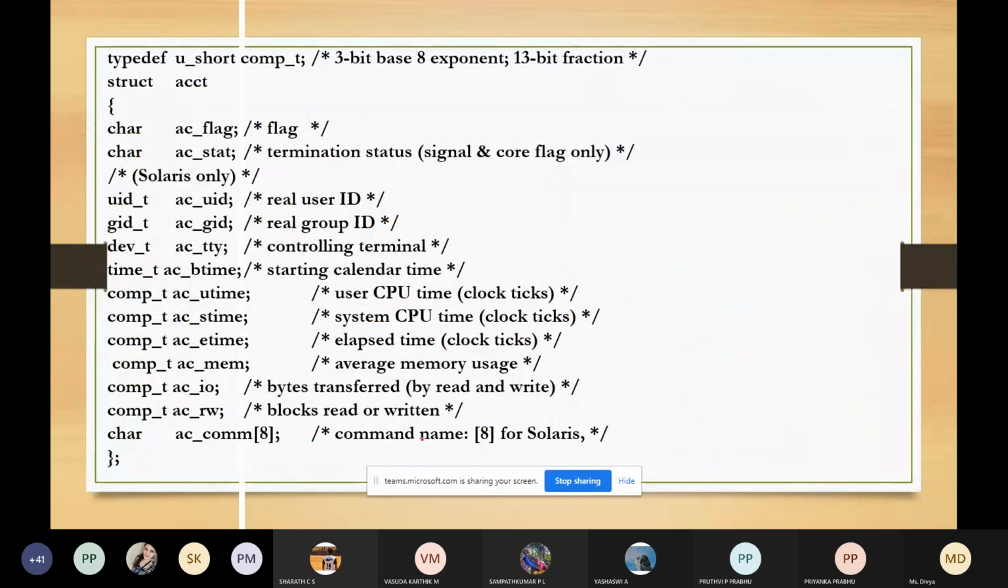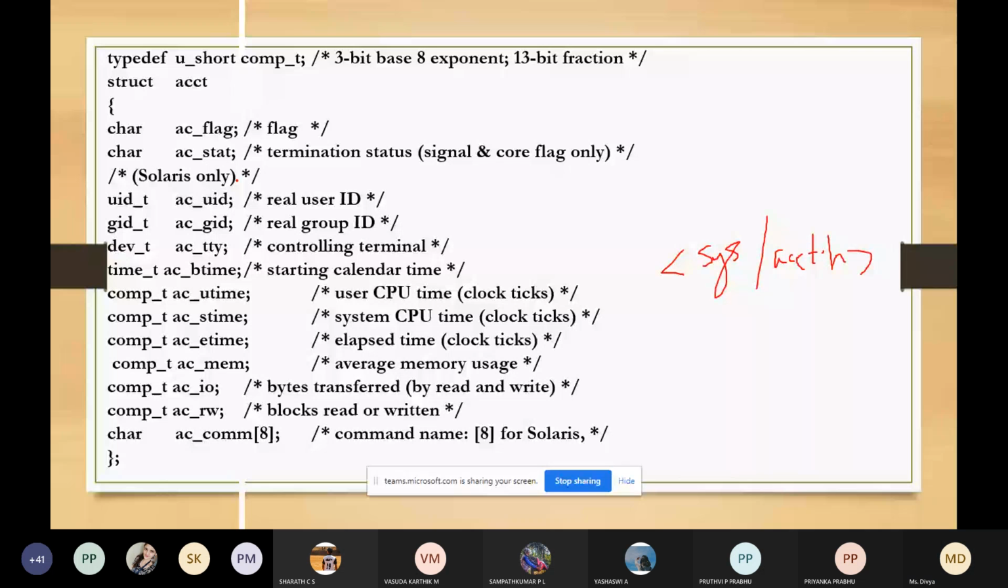So here we have a structure. The structure of the accounting record is defined in the header file. So this is the header file we need in the program. This is the header file, sys/acct.h, which we need for executing the structure.